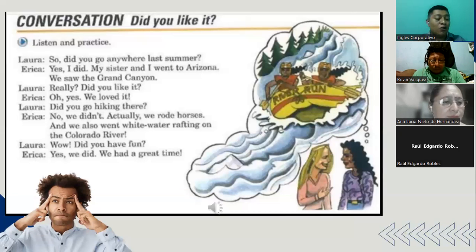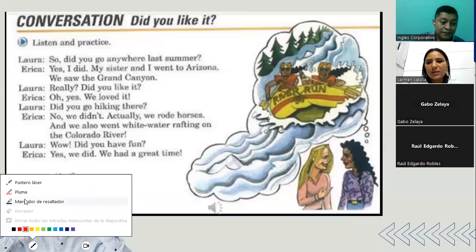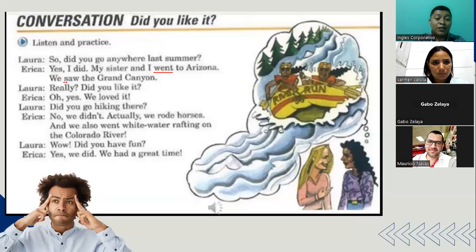New vocabulary in this small conversation. There is a new vocabulary here. Can you help me to find the irregular verb in this conversation? Went, teacher, went. Okay, let me see. Yeah, went is an example. Which other one? Any other irregular verb? Love it. So is another one.